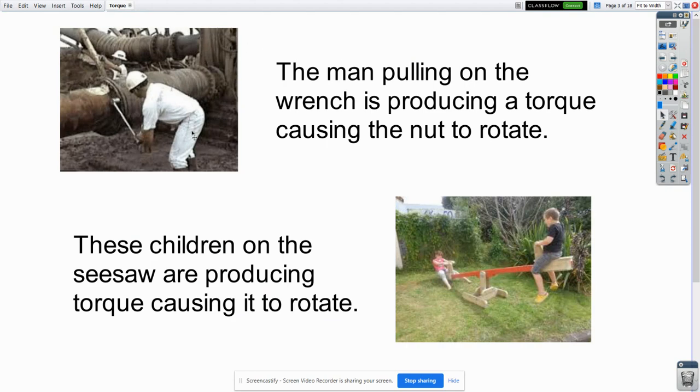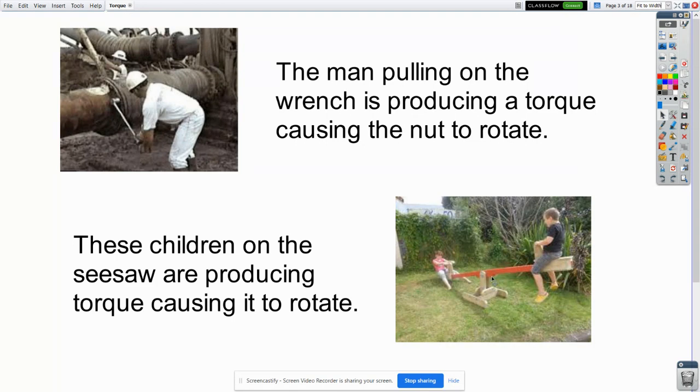This man pulling on the wrench. As the man pulls on the wrench, he applies a force to the end of the wrench, producing a torque here on either a nut or a bolt, causing it to rotate around some central axis. The man applies a force to the wrench, applies a torque to the bolt. And then finally, my last example, these children playing on the seesaw. These children apply torques to either end, causing the seesaw to rotate around this central axis right here in the middle. Again, the world is full of torques.